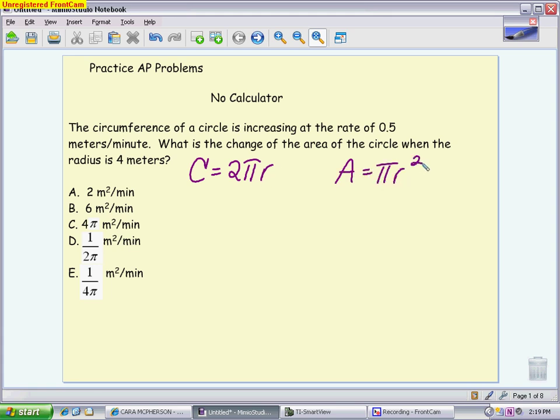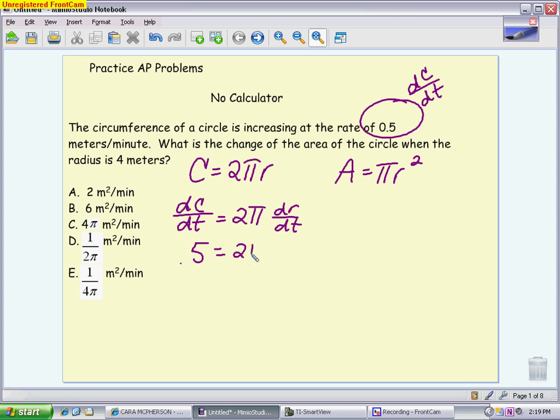They tell us that the circumference is increasing at a rate of 0.5 meters per minute. That is your dC/dt. So you might want to kind of label that or circle that as you start. So the first thing I did is I derived circumference. I get dC/dt equals 2 pi dr/dt. And then I'm going to plug in what I know, which is 0.5. So 0.5 equals 2 pi dr/dt.